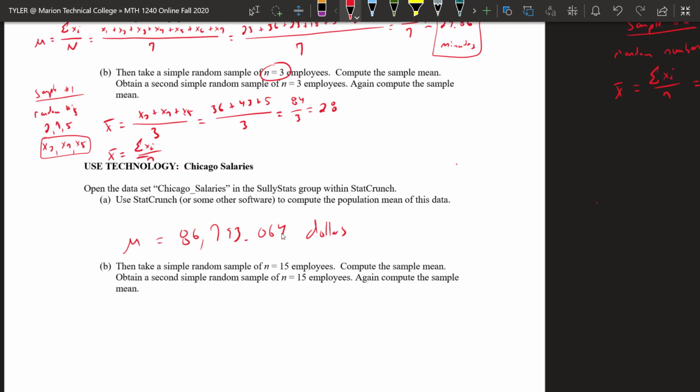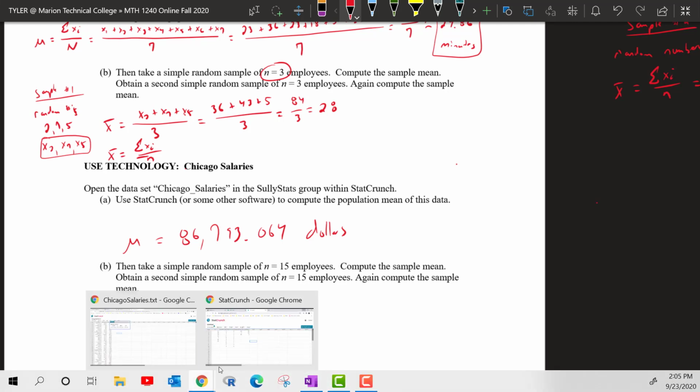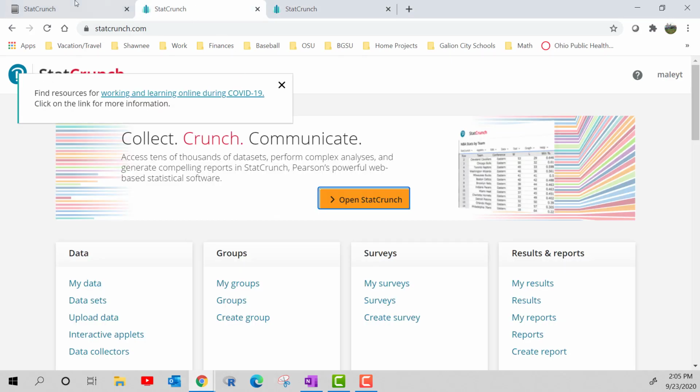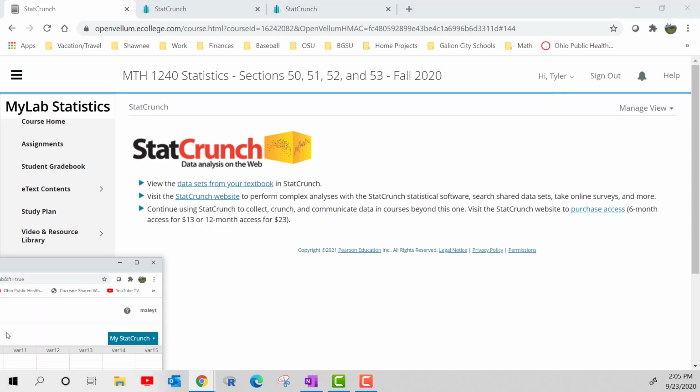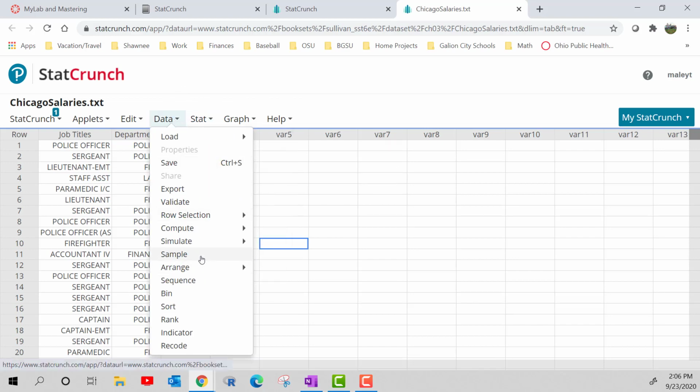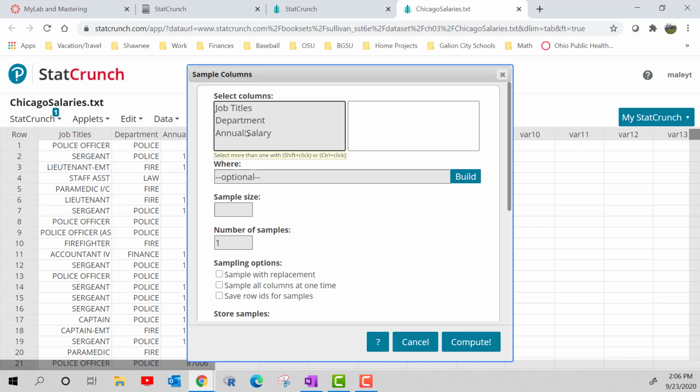So then in part B, what we want to do is take a simple random sample of 15 employees. We want to do this twice and get 2 sample means, right? So I'm going to go back into StatCrunch. Over here's where this data was. So I want to go to Data and go to Sample, and I want to get a sample from the annual salary column. The sample size I want to be 15, that's what we were told, and I want to get 2 samples. And then I'm going to hit Compute.